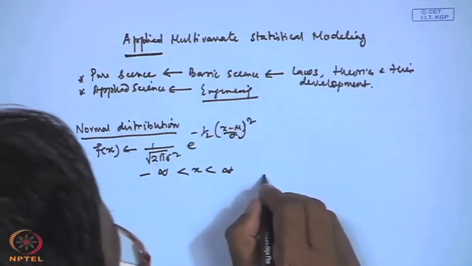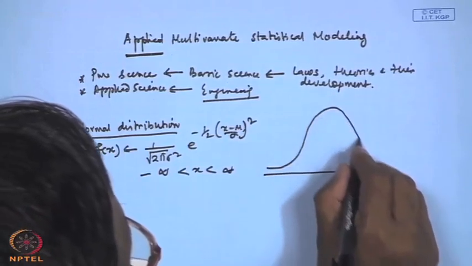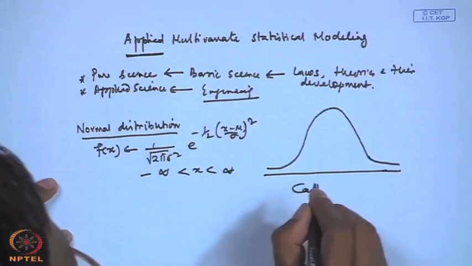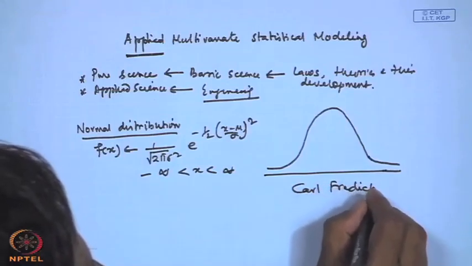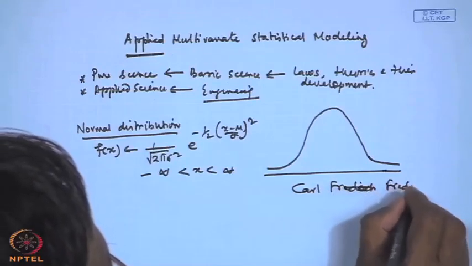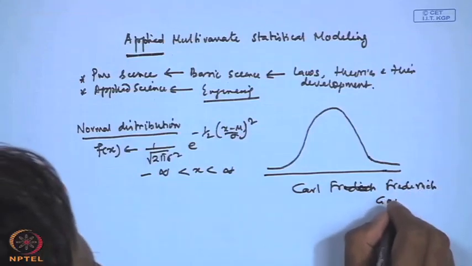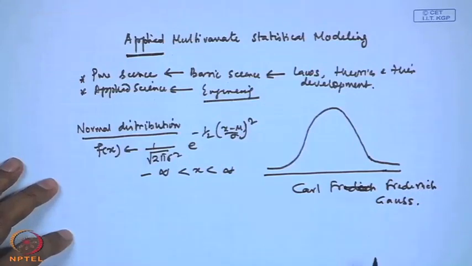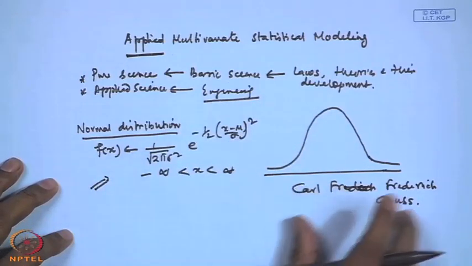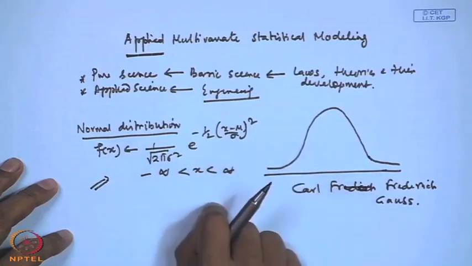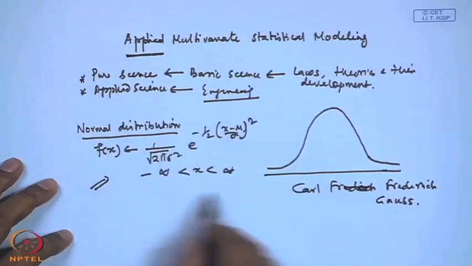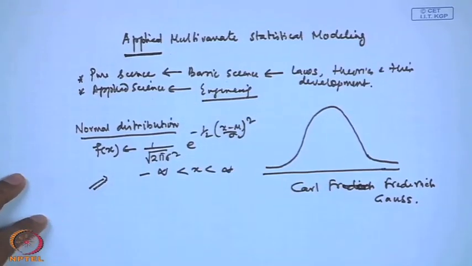Now, this is the so-called bell shaped curve, which was developed by Carl Friedrich Gauss. The theoretical development. So, there have been developments of these types of distributions. It comes under basics. Now, suppose I want to apply this knowledge to a real life situation, I can find a situation like this.